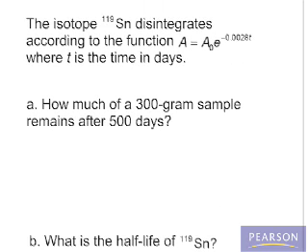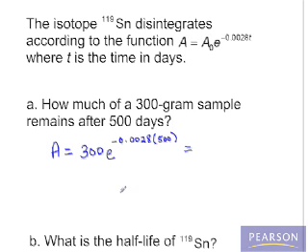So A. How much of a 300-gram sample remains after 500 days? We'll simply substitute 500 in for t, and also we'll substitute 300 into the initial amount, A sub 0. So what is A when A sub 0 is 300 times e raised to the negative 0.0028 times 500? We number crunch on our calculator, and we will get approximately 74 grams. So there's our answer for A.